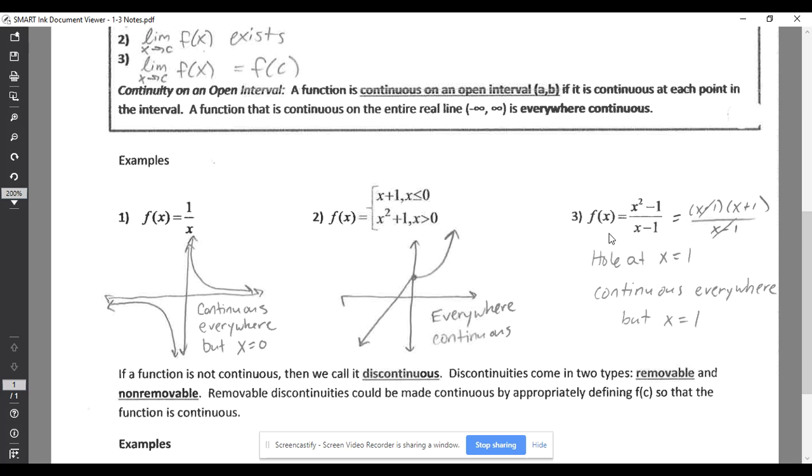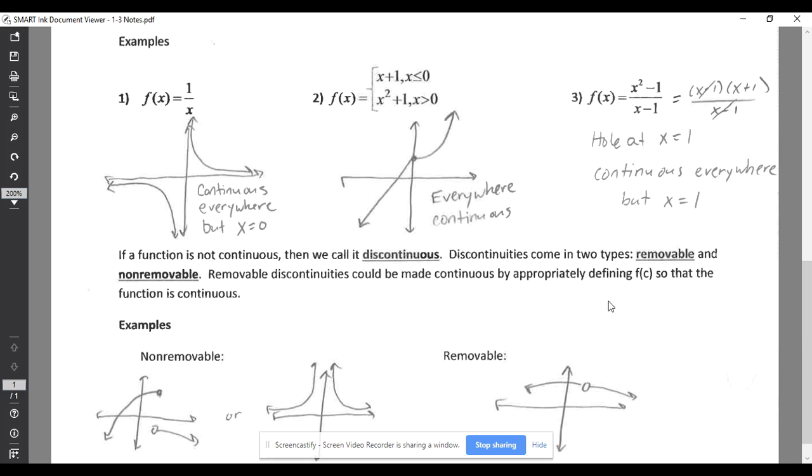Number 3, we've got a rational function. This one has a hole at x equals 1, because if you were to plug in x equals 1, you would get 0 over 0, which we know is a hole. So this is continuous everywhere except x equals 1. If a function is not continuous, then we call it discontinuous. You probably could have figured that out.